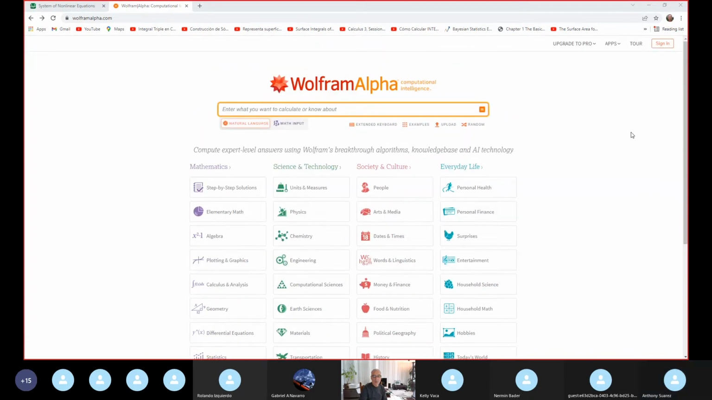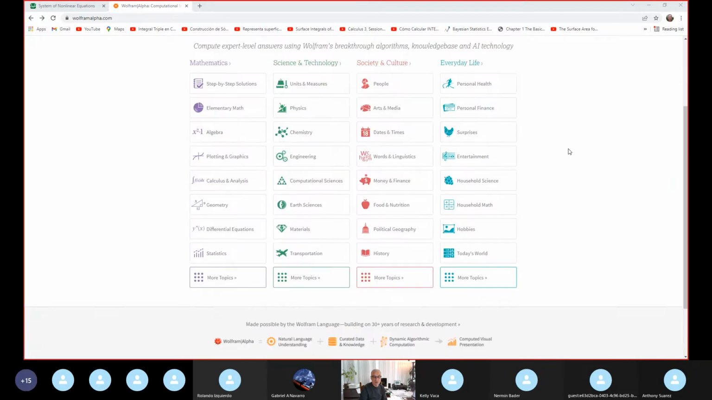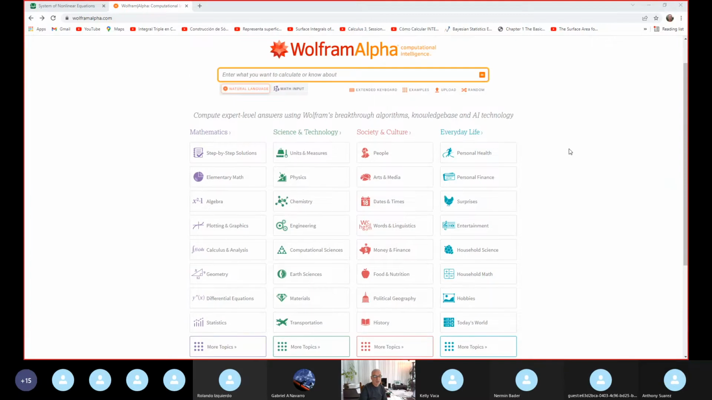It's easy. You open your browser and put wolframalpha.com. You see this is the homepage for Wolfram Alpha, no? And you have different subjects: mathematics, science, society, culture. We have a lot of information. And you press algebra, I suppose.